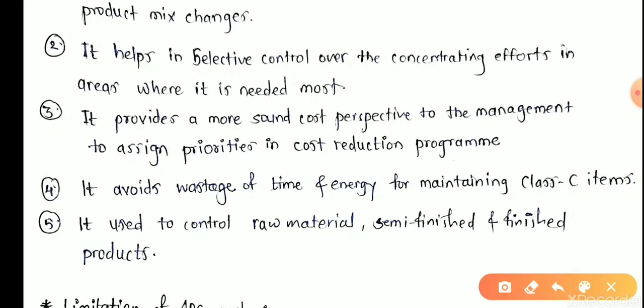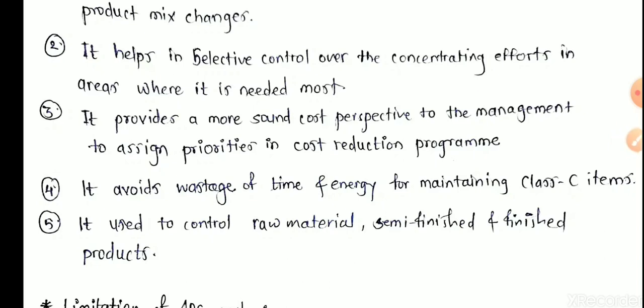Now, the fifth point: it is used to control raw materials, semi-finished and finished goods. It means it is not only for raw materials, it is also applicable to semi-finished goods and to finished goods. And sometimes in the construction industry, it is also applicable to services or equipment. Okay, its application aspect is on a wide basis. This concept is broadly applicable.